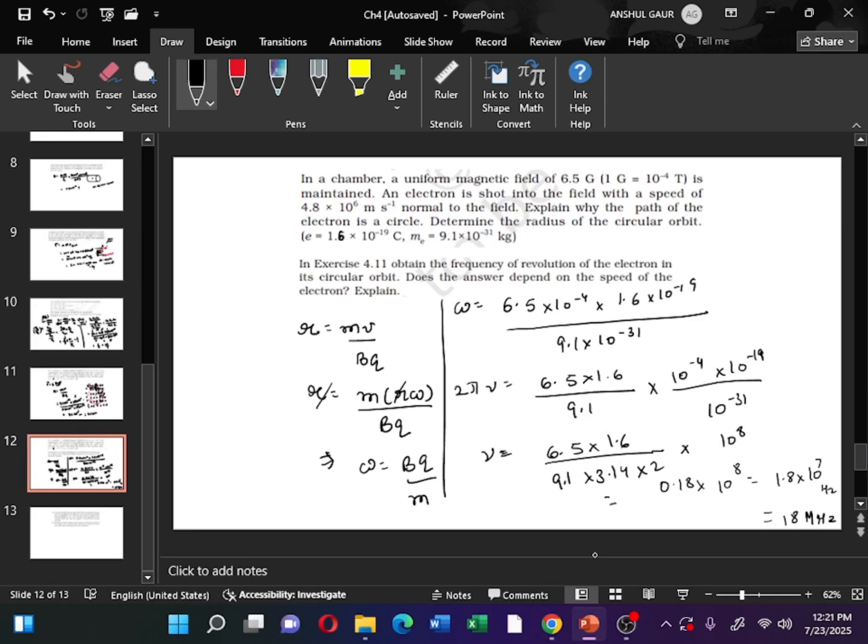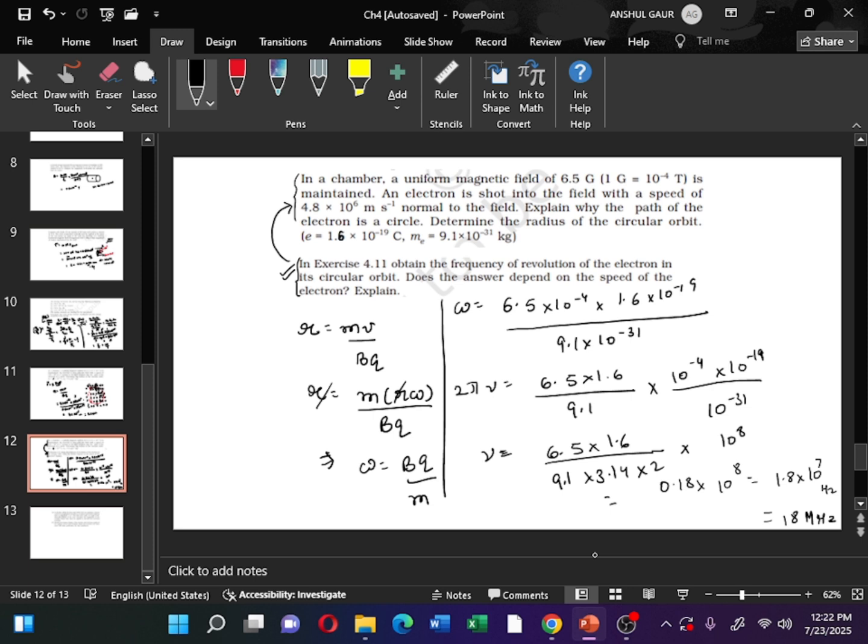Hello viewers, the question is in exercise 4.11, that is, there is a reference to the previous problem. Obtain the frequency of revolution of the electron in its circular orbit. Does the answer depend on the speed of the electron? Explain. So this problem is referring to the previous problem in which some data is given, and according to the above problem we have to find the frequency of revolution, and we have to check whether the answer depends upon the speed of the electron or not.